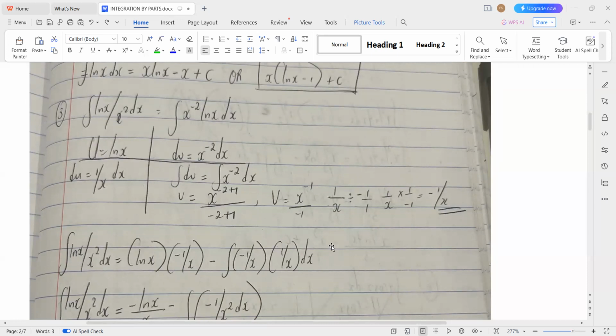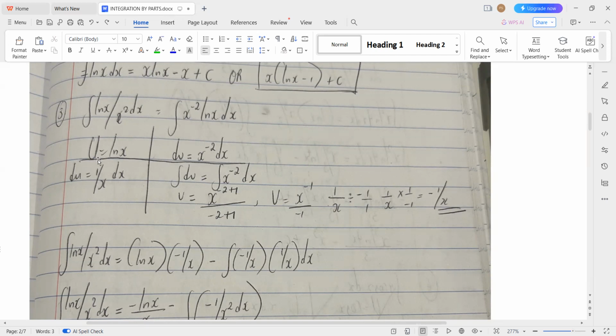So the third question is integral of natural log of x over x squared dx. So we can write this as x raised to power minus 2. You know, 1 over x squared can be written as x raised to power minus 2. So you have integral of x raised to power minus 2 natural log of x dx.